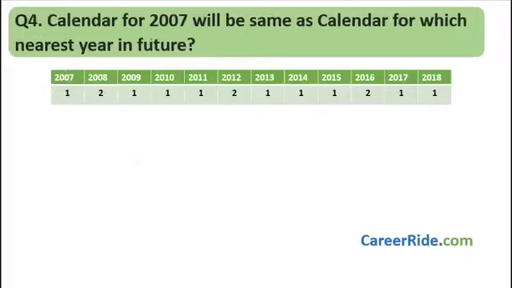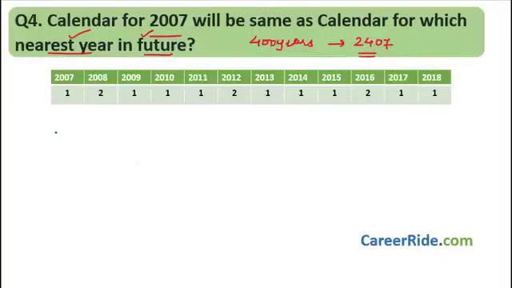Question number 4. Calendar for 2007 will be same as the calendar for which nearest year in future. Now pay a close attention to the words here. Nearest year in future. Okay, because what we have already learned is that the calendar repeats in 400 years. Right? So going by that logic, our calendar would repeat in 2407. But this is far future. This is not near future, and you may not find this option at all in the question.